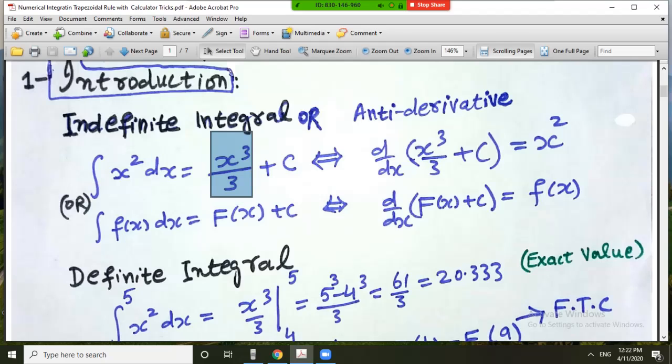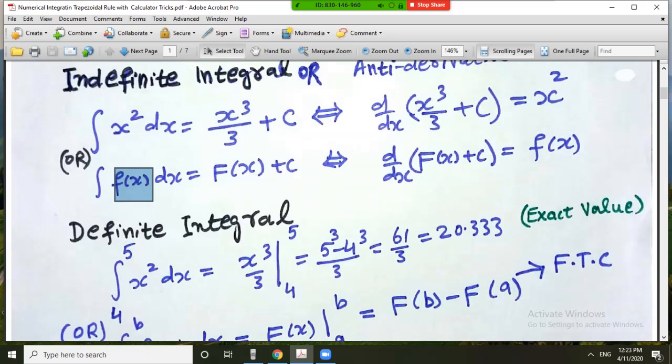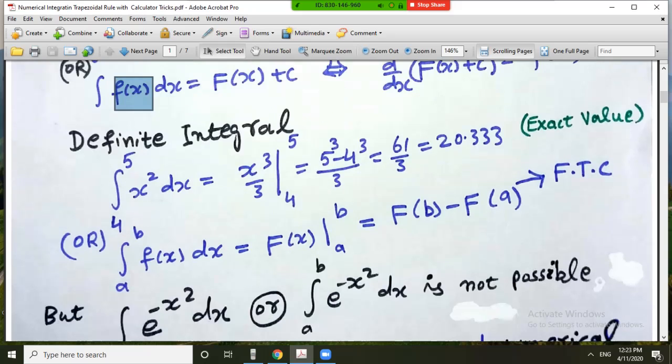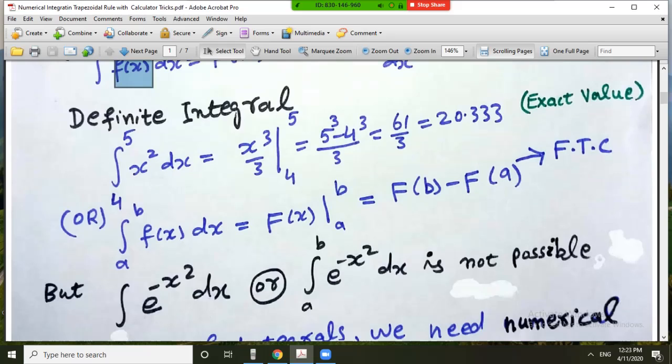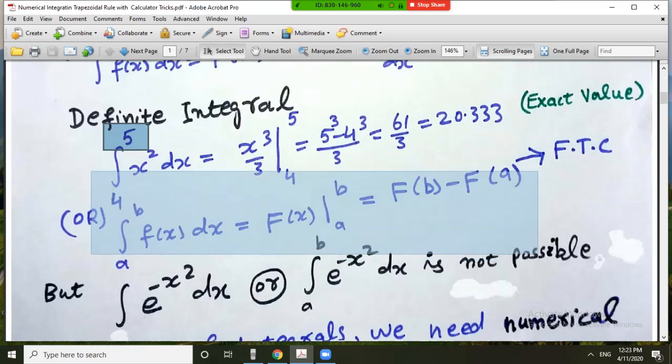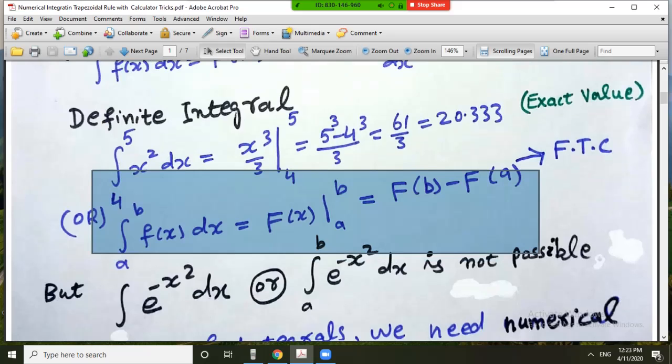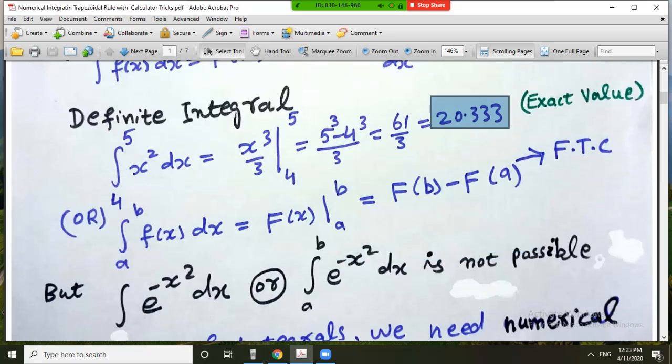Similarly, in general notation, we use small f of x for the given function, and capital F of x for the function that we want to find, whose derivative is small f of x. Now, in definite integral, we do the same, but also we use lower and upper limits. This rule is called the fundamental theorem of calculus, by which we find the value of the definite integral. In this case, that value is 20.33.